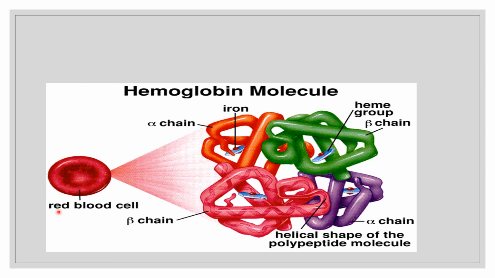So this is the RBC molecule, and oxygenated and deoxygenated RBC. This plays a very major role in our body. This is the hemoglobin molecule with the helical shape of a polypeptide molecule.